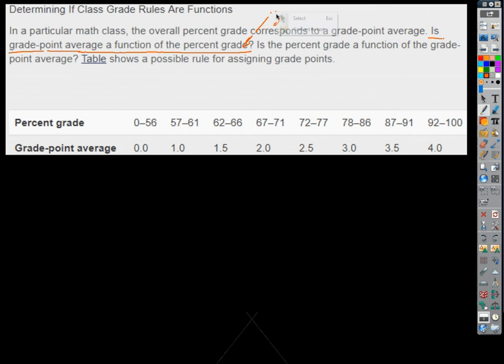Okay, how about this one, underlined in blue. The blue question: is the percent grade a function of grade point average? No. How come? Because you could have 265, 264, 225. Good. So if I have a grade point average of 3, then that outputs to a whole bunch of different answers, a whole bunch of different outputs. So that one would be no.